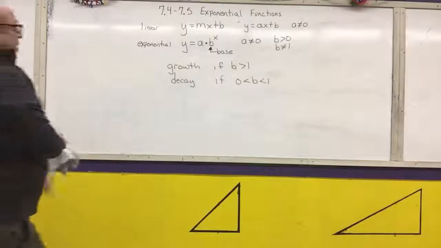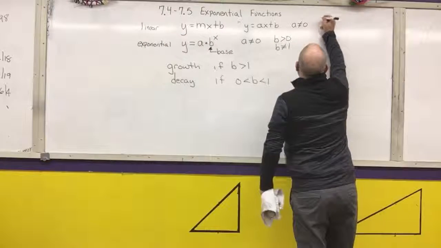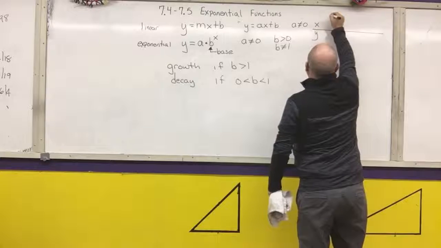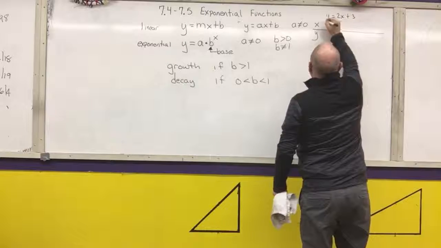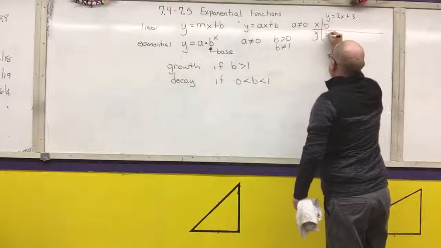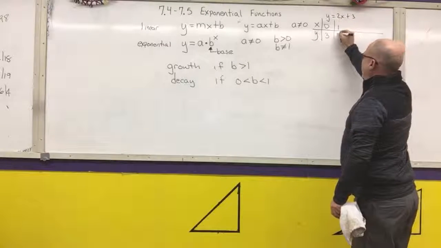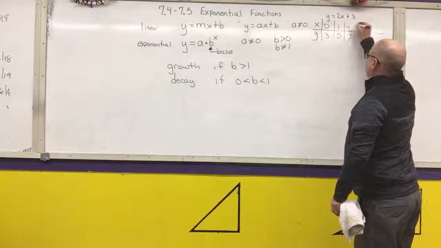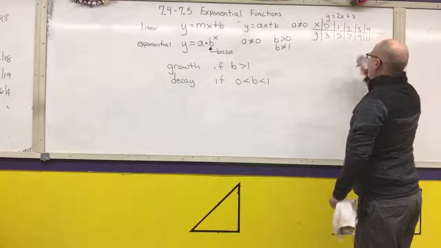Next thing I want to talk about is our linear functions. So I'm going to make an xy table here for the linear function. And I'm going to do y equals 2x plus 3. So when x is 0, y is 3. When x is 1, I get 2 plus 3, which is 5. When x is 2, I get 4 plus 3, which is 7. And then I'll get 9. When I put 4 in, I'll get 11.